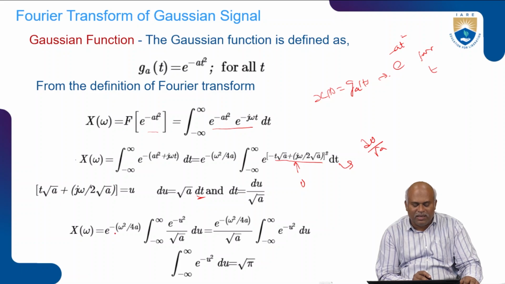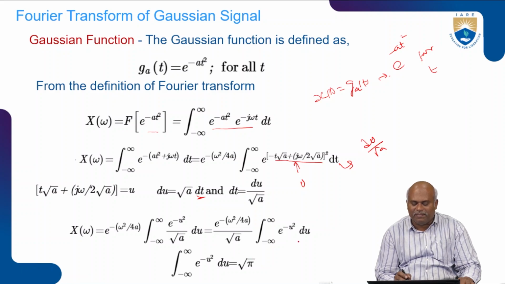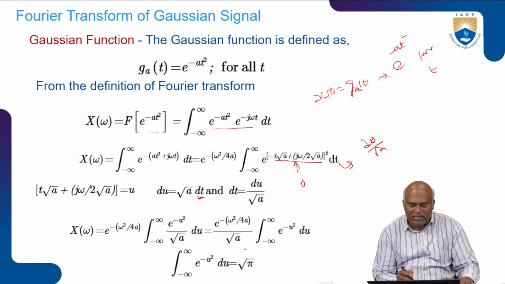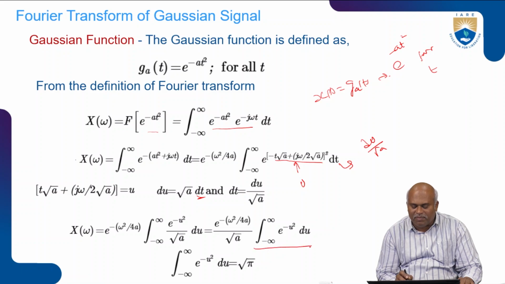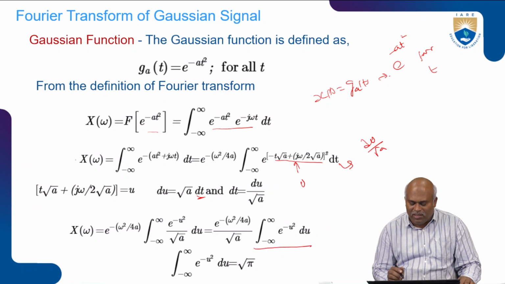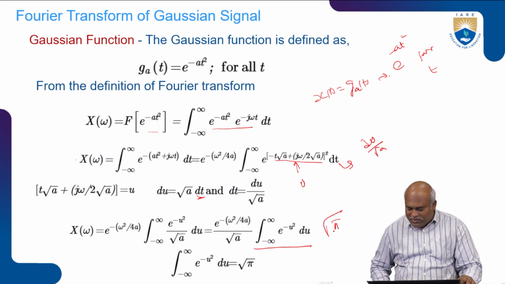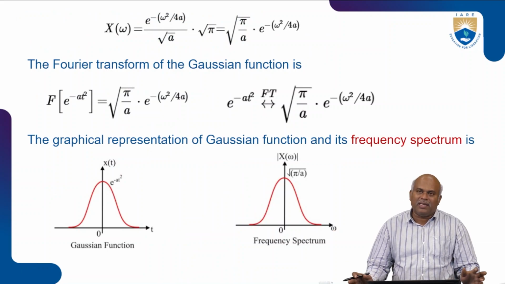So e power minus omega square by 4 times the integration from minus infinity to plus infinity of e power minus u square divided by root a du. If we differentiate and substitute for the integral, we get the output in this form. What is the condition? We know this term, the integration from minus infinity to plus infinity of e power minus u square du, is equal to root pi. So we substitute here. The remaining portion we take out as a constant.